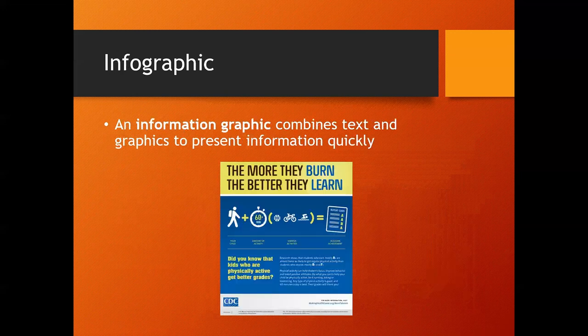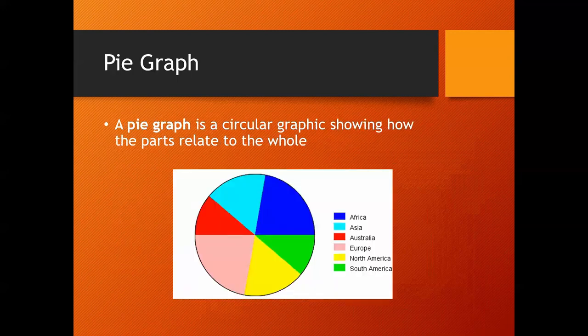Infographics are becoming more and more popular, and an infographic is going to combine text and graphics, and it's going to represent information very quickly. A lot of times infographics can act as a standalone poster per se, so they have become a lot more common here, especially during COVID and things like that, where you'll see pictures and text combined.